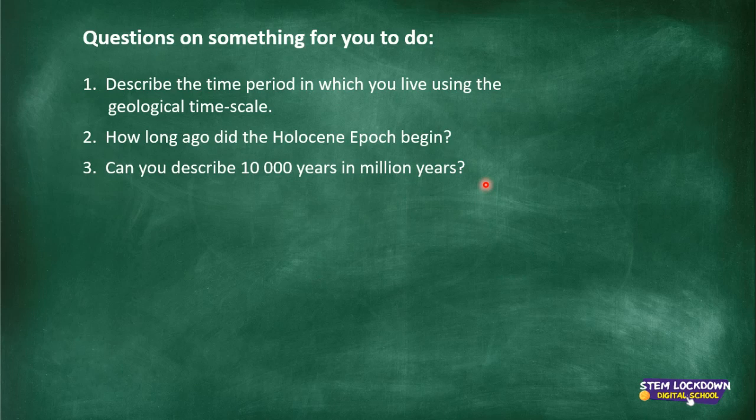Okay, and the second question was, how long ago did the Holocene epoch begin? The time period in which we are living now is called the Holocene epoch. And when did it begin? It began around 10,000 years ago. So can you express 10,000 years in millions of years? It's a mathematical question. You just divide 10,000 years by 1 million, and then you get your answer.